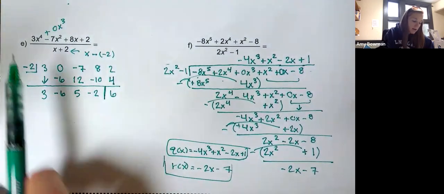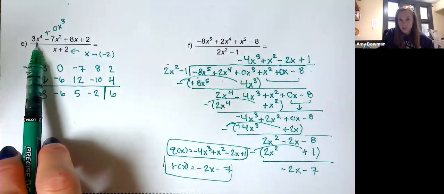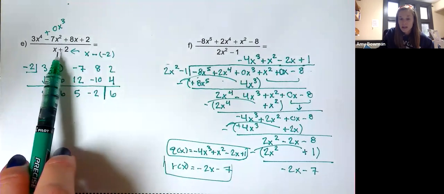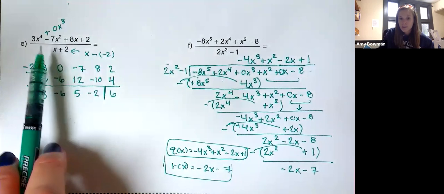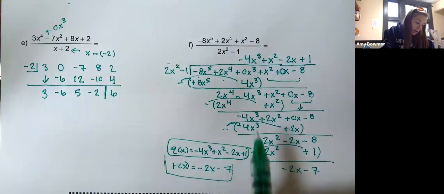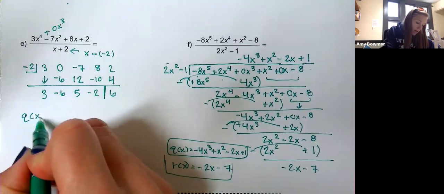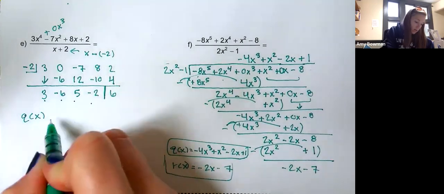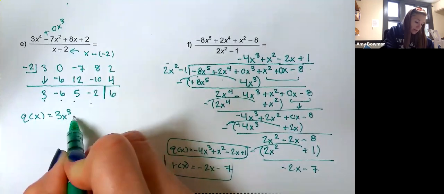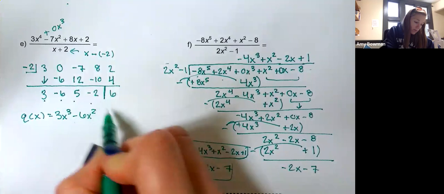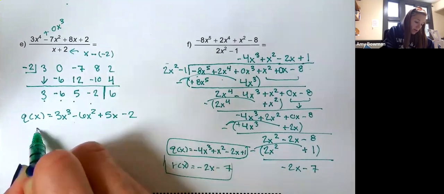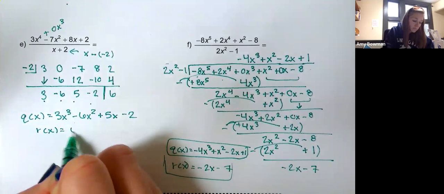So if my original dividend was degree 4 and I divided it by a linear, that means my quotient is 1 less than 4, which is 3rd degree, or a cubic. So the quotient here, and these are all my coefficients, is 3x cubed minus 6x squared plus 5x minus 2, remainder 6.